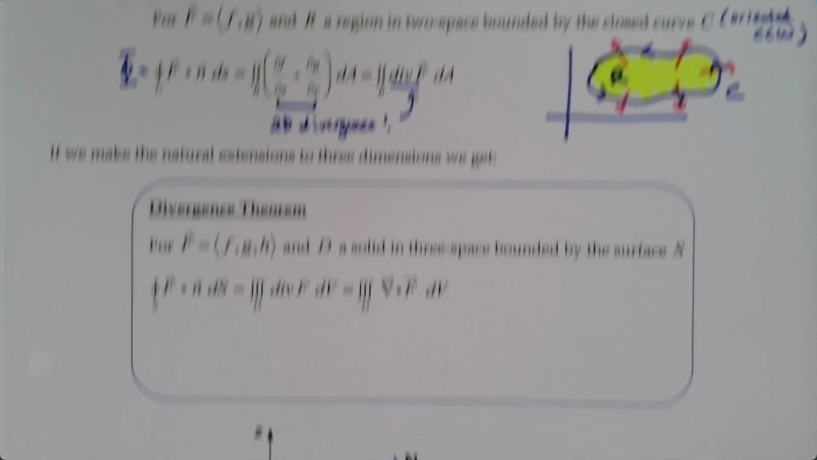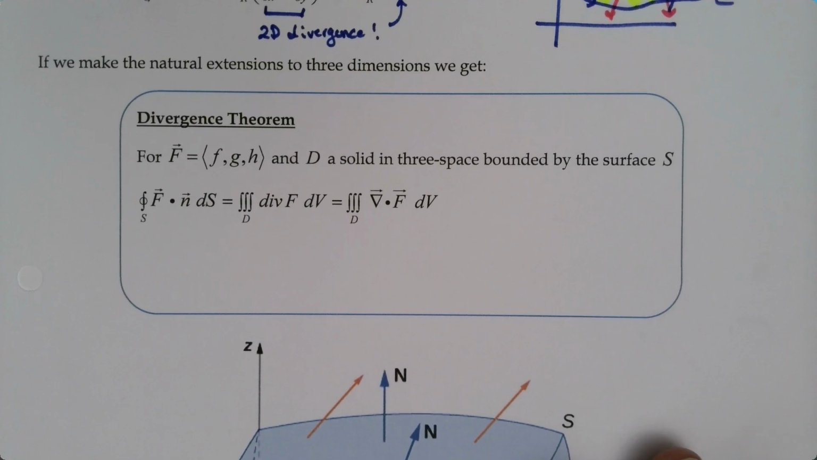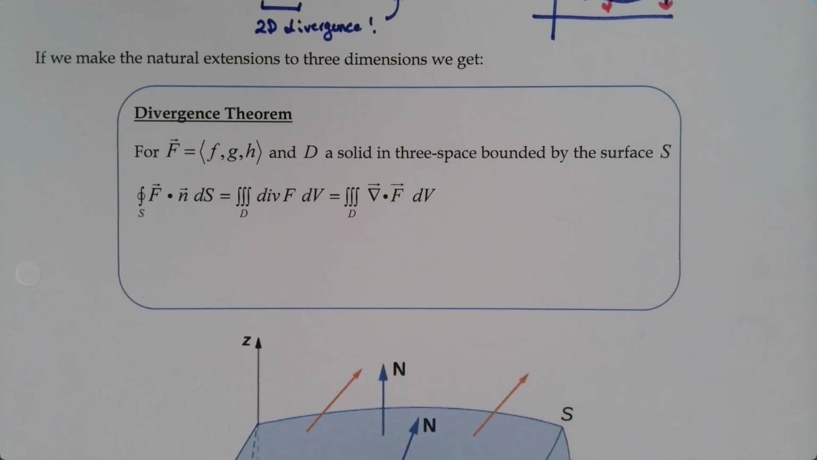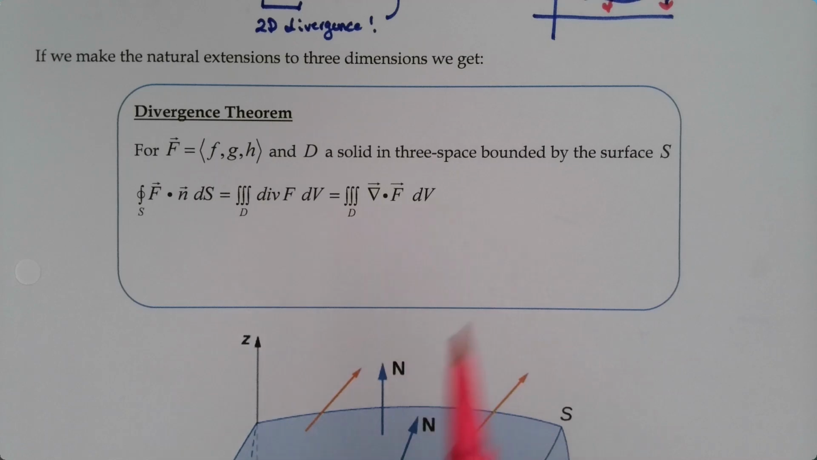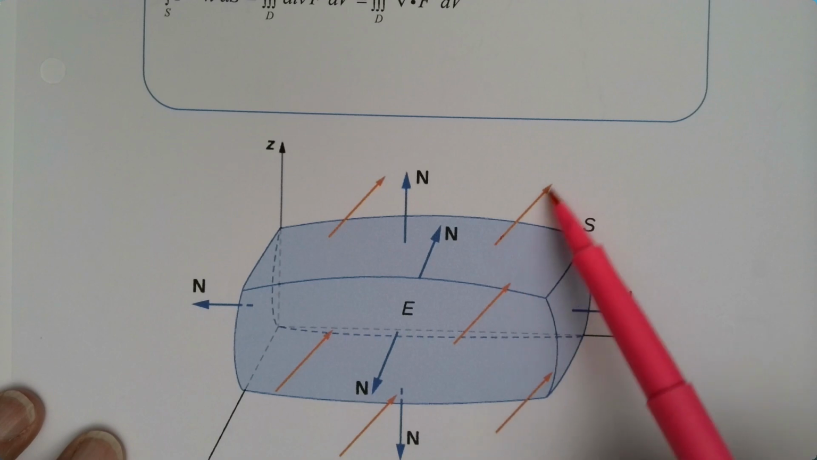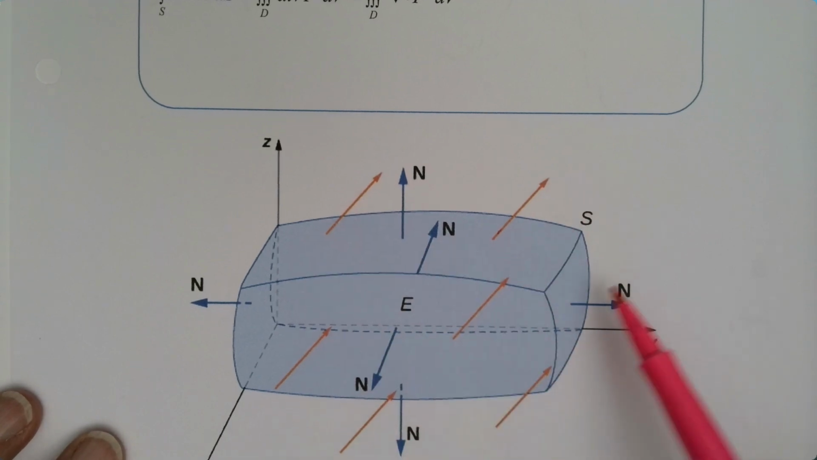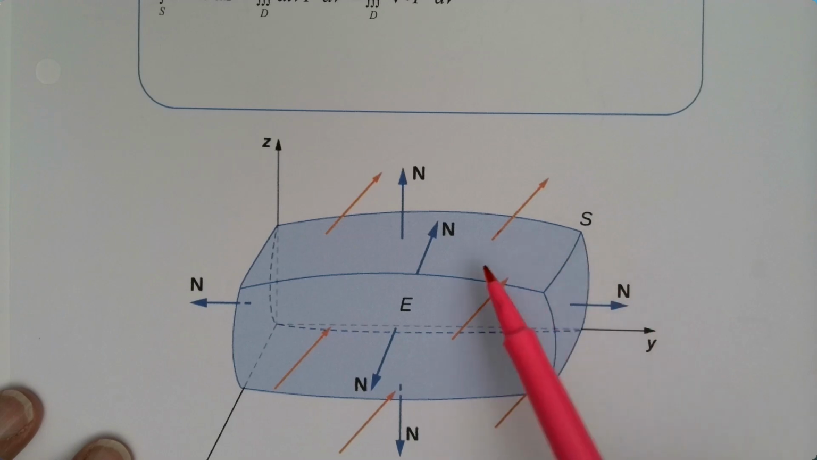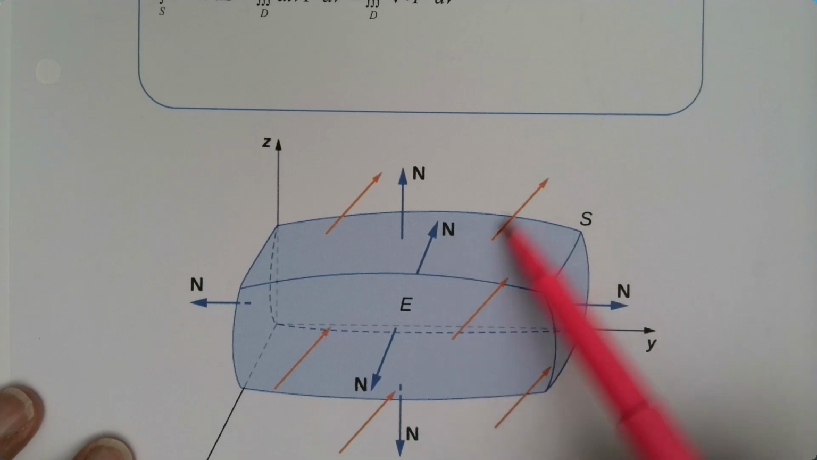So now we want to extend that to 3 dimensions. That's the divergence theorem. So it basically takes the same concept. We have a 3-dimensional object, a 3-dimensional surface, and we want to know how much the vector field is pushing out across that surface, or pushing out from the inner portion of that surface to the outer portion of that surface.